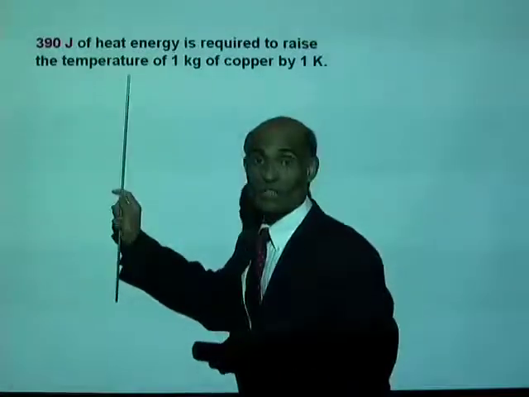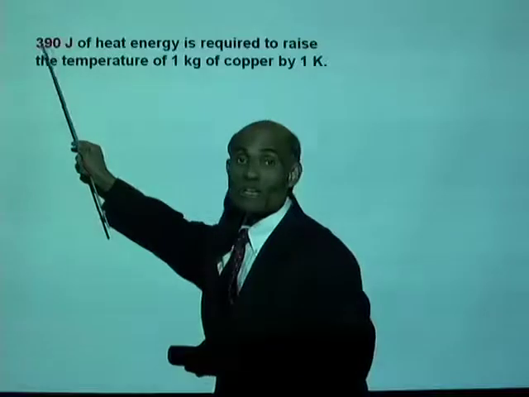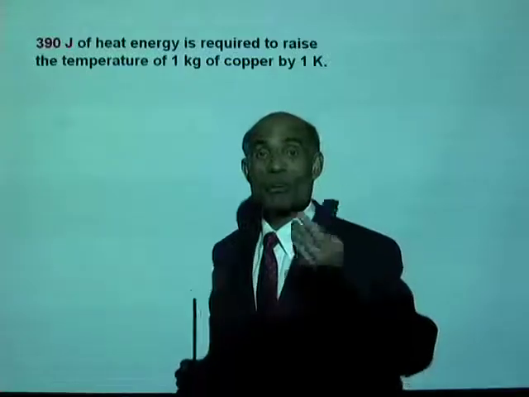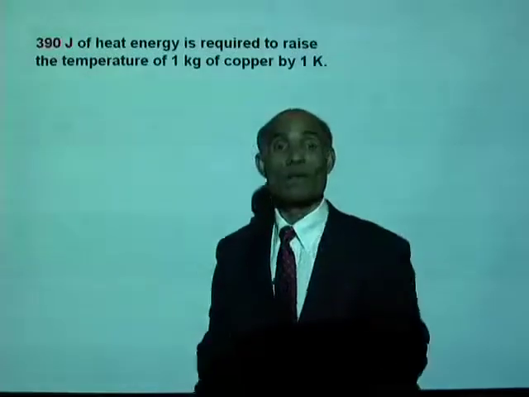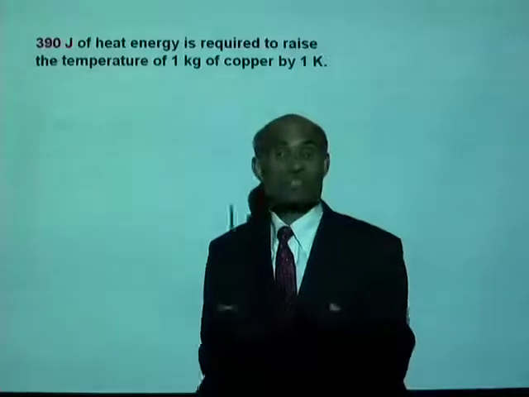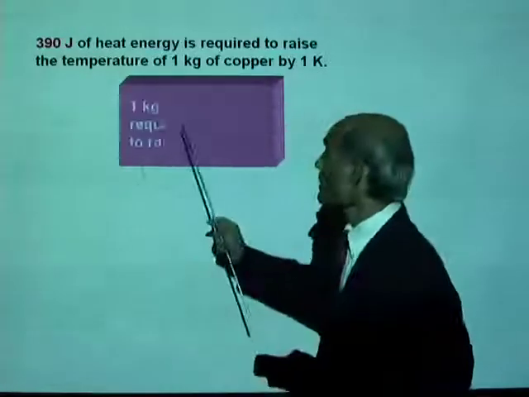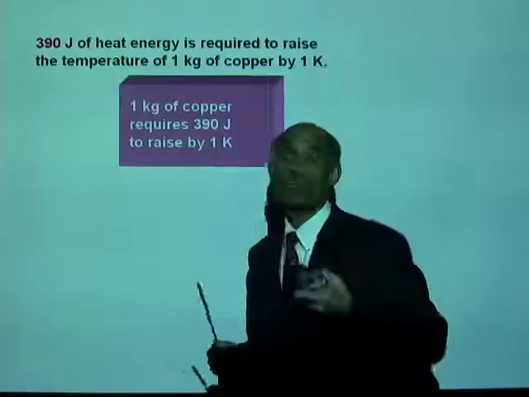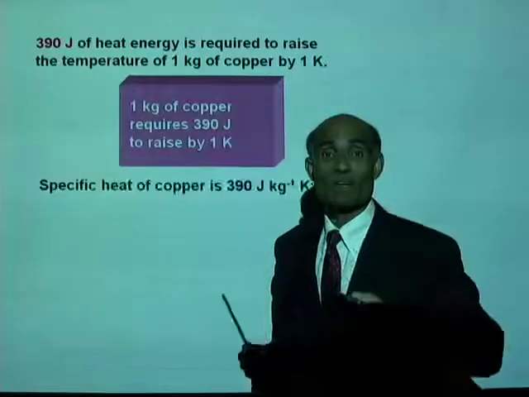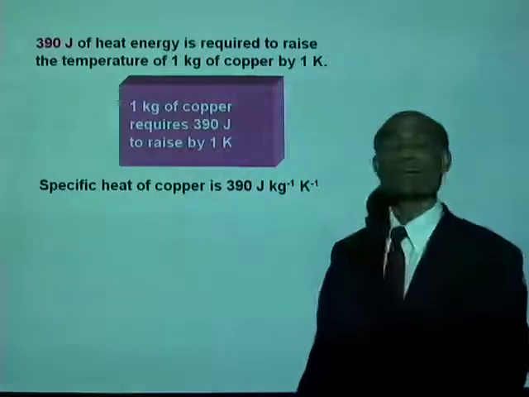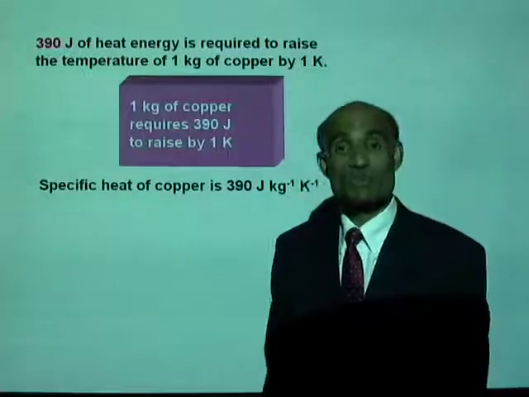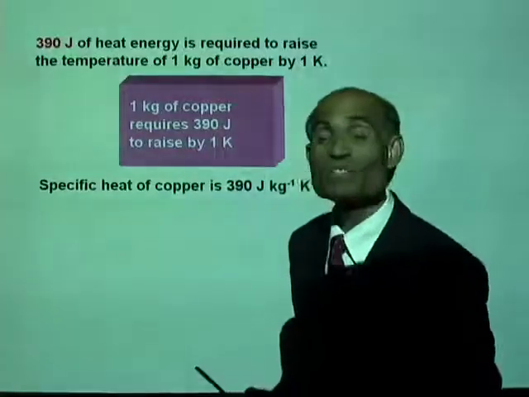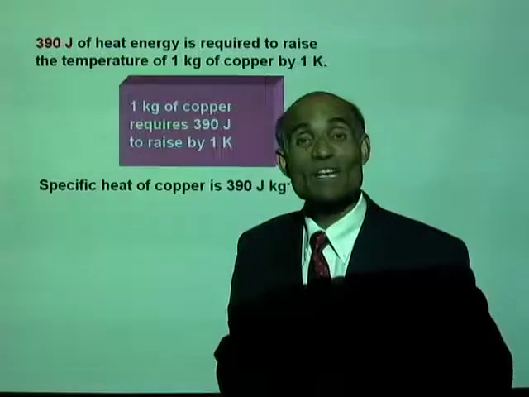On the other hand, look at this. Copper, only 390 joules of energy are required to raise the temperature of 1 kilogram of copper by 1 Kelvin. So, what is the specific heat of copper? 1 kilogram of copper requires 390 joules to raise its temperature by 1 Kelvin. Means the specific heat of copper is 390 joules per kilogram per Kelvin. You can see the big difference between the specific heat of water and the specific heat of copper.